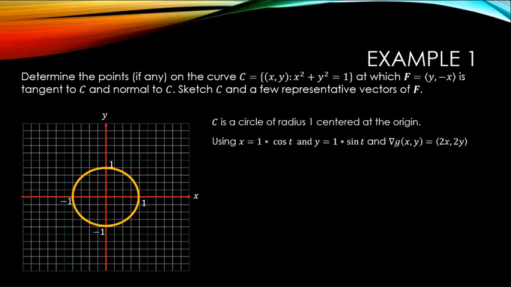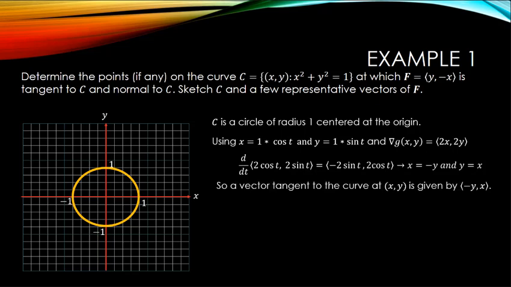Now I'm going to parameterize x and y. X is equal to 1 times cosine t and y is equal to 1 times sine t. And if del g of xy is equal to 2x plus 2y, I can take the derivative using my parameterized values. D by dt of the vector with components 2 cosine t, 2 sine t becomes the vector negative 2 sine t, 2 cosine t. When I do a little bit of algebra with this, I get x is equal to negative y and y is equal to x. So a vector tangent to the curve at the point xy is given by a vector with components negative y, x.